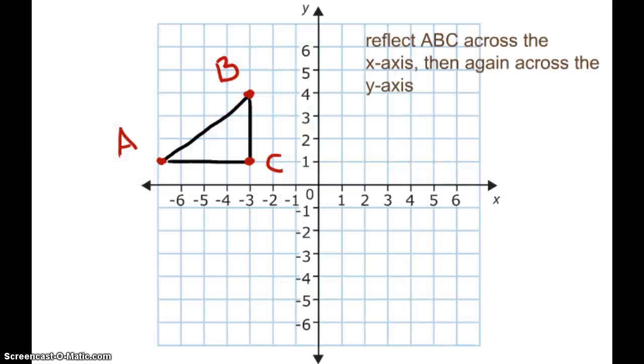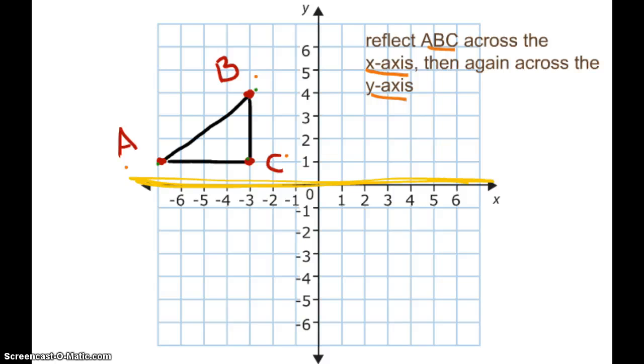So let's take a look at this image right here. We have triangle ABC, and we are asked to reflect ABC across the x-axis and then again across the y-axis. So all we need to do is take each of these points, A, B, C, and reflect them over. Let's first do the x. I'm going to use a different color to highlight the x-axis.